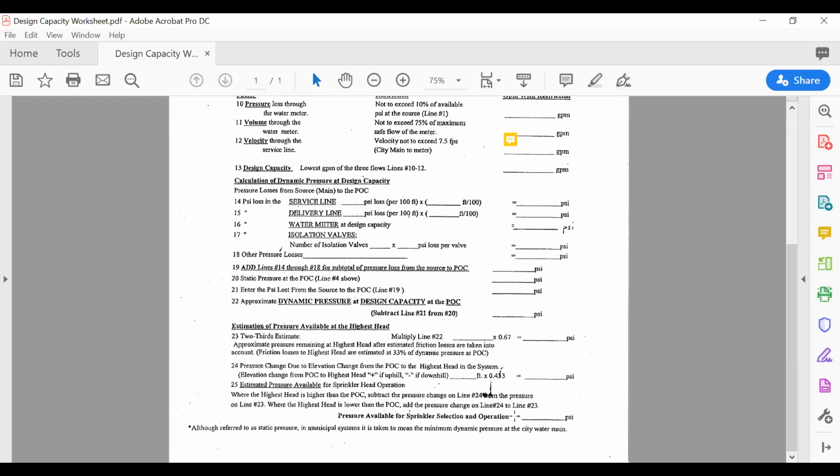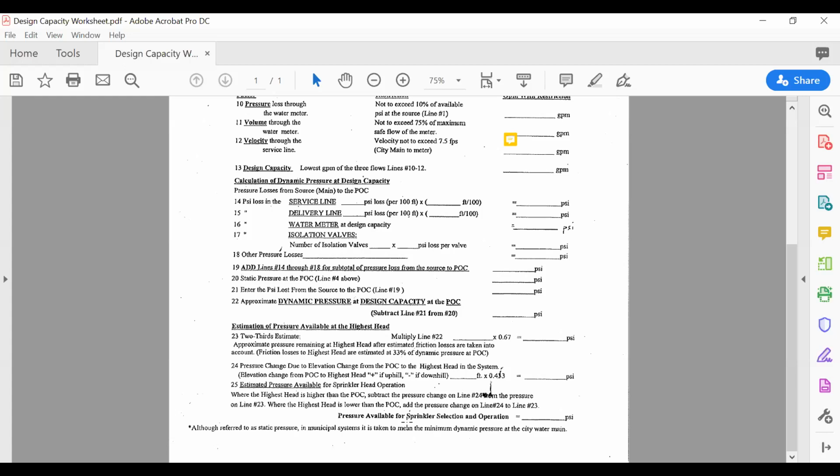So our pressure now available for that sprinkler to operate is how much? On that bottom one, pressure available for the sprinkler to operate. I'm sorry, it was 18.83. So we had 18.83 minus 5.2. We forgot... 13.63.